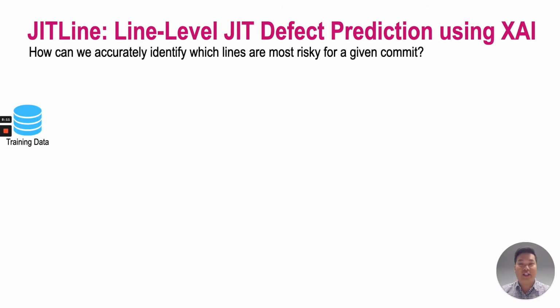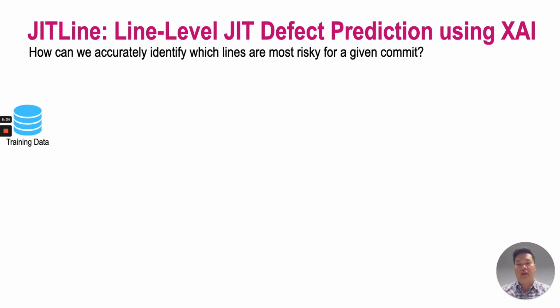To address this challenge, we propose JITLine, the first line-level defect prediction approach using explainable AI techniques. The goal of this work is to help practitioners identify which lines are the most risky for a given commit, so practitioners can just inspect and focus on those lines instead of wasting their time reviewing the whole commit.